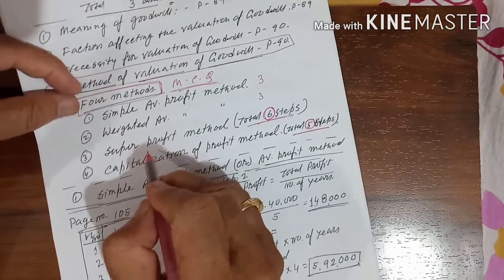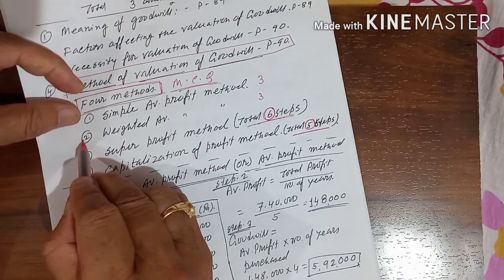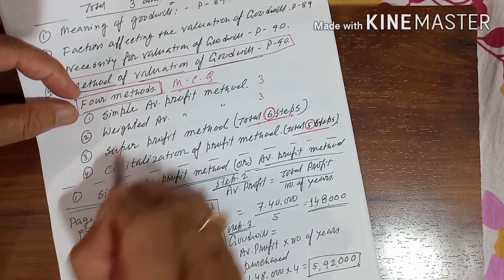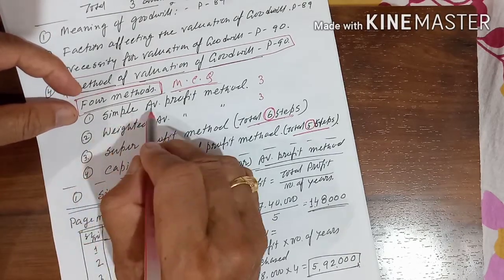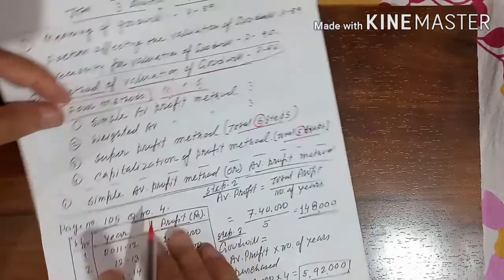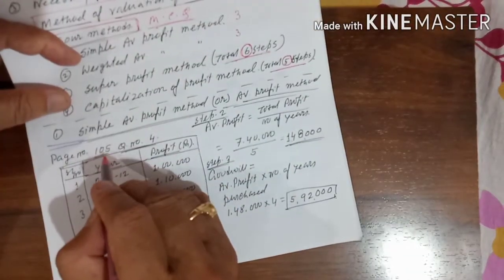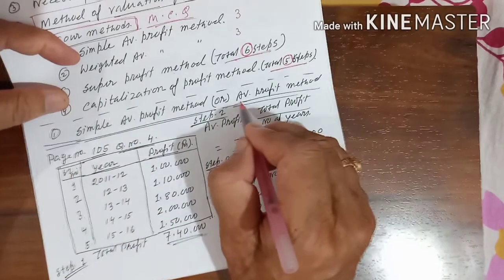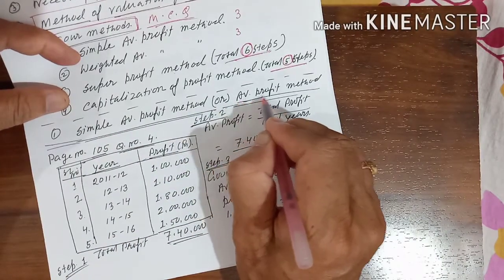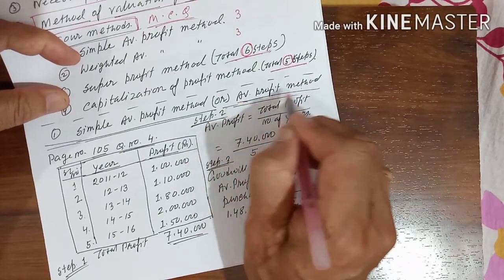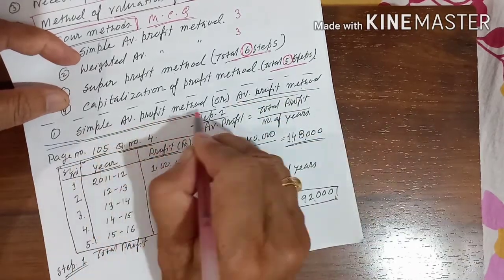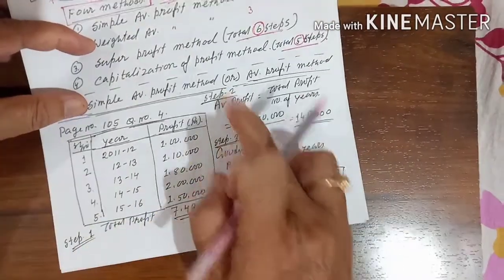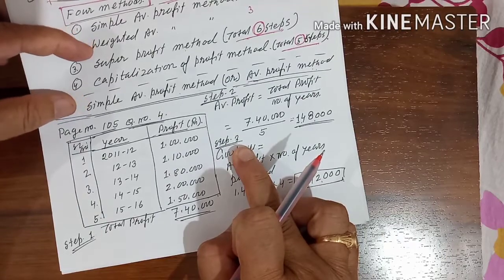Generally, board questions come either from the second method, the third method, or the fourth method. Also, you have to know the simple average profit method. Let me start with the first one: how to calculate the amount of goodwill by the simple average profit method. It has another name, the average profit method. It is also called the average profit method or simple average profit method. It has 3 steps: step 1, step 2 and step 3.